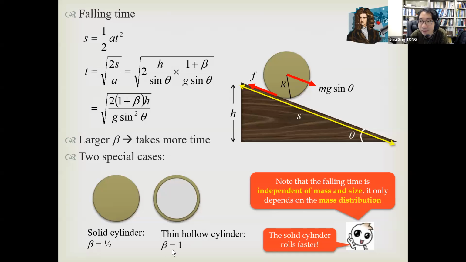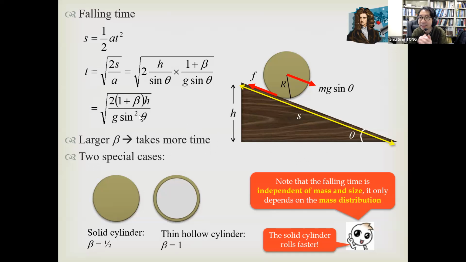If you have a hollow cylinder, then all the mass is distributed on the outer surface, which is at a distance r from the center, right? So if you have summation mr squared, all the r are the radius of the cylinder, which is capital R. So if you form a summation of all this m_i r_i squared, that becomes the capital M multiplied by the radius of the cylinder squared. So you have MR squared. So you have beta equal to 1, right? That means for a hollow cylinder, you have beta equal to 1. So if you substitute these two values into this equation, you can see which will roll faster.